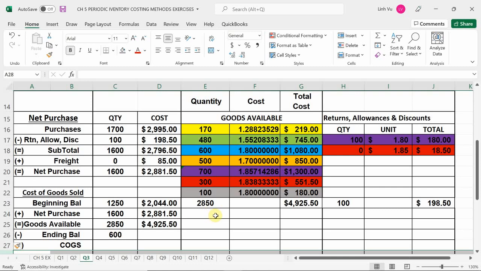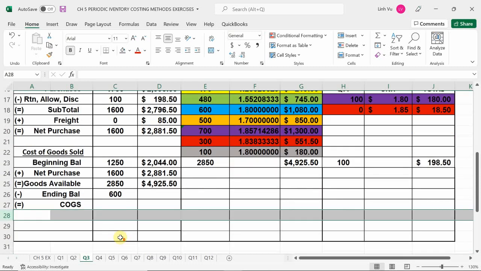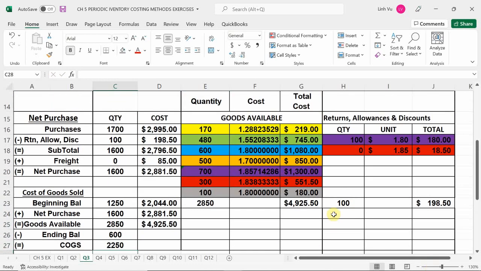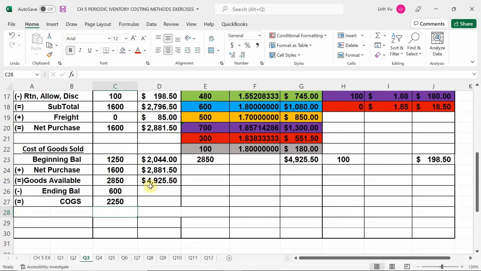Okay, I have 600 units left. And that means I must have sold a grand total of 2,250 units. Okay, so I need to build my cost of goods sold table to figure out what was my actual cost of goods sold.